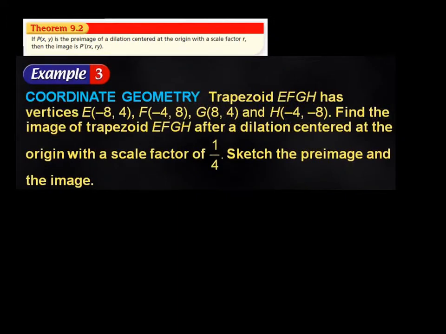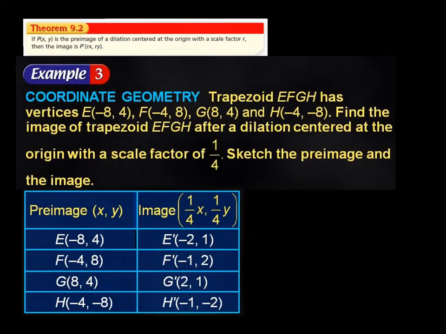So theorem 9.2 is not a big leap forward. If point (x, y) is the preimage of a dilation centered at the origin with scale factor r, then the image P prime is (rx, ry). If we have a trapezoid with the given vertices, they ask us to find the image after a dilation centered at the origin with a scale factor of 1/4, and sketch the preimage and image.